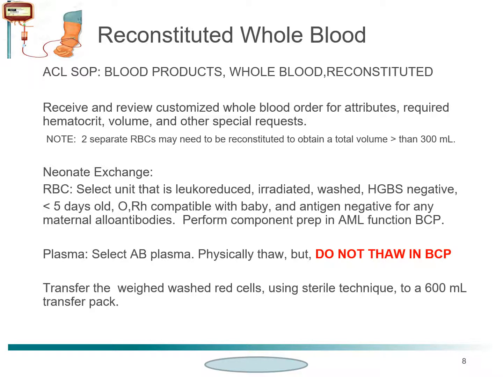Perform component prep in AML function BCP. And then for plasma, select AB plasma. Physically thaw, but do not thaw in BCP. In other words, in the system. Transfer the weighed washed red cells using sterile technique to a 600 milliliter transfer pack.